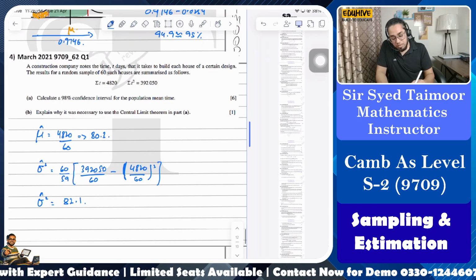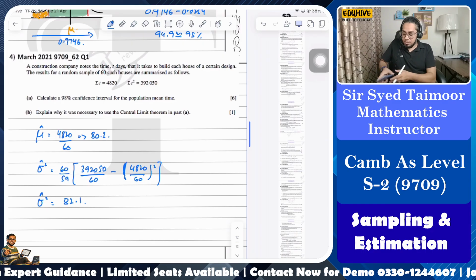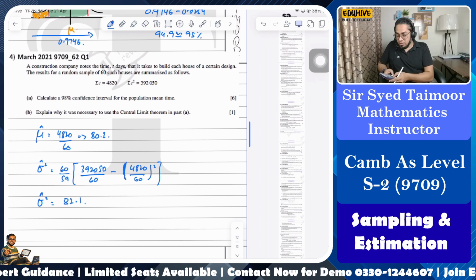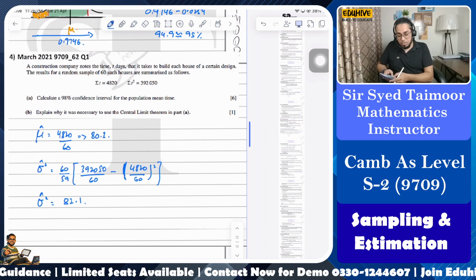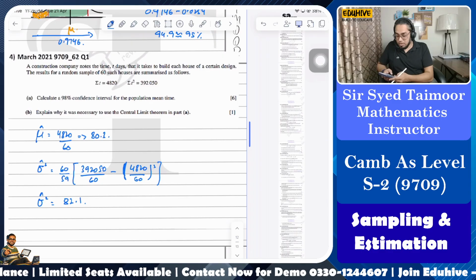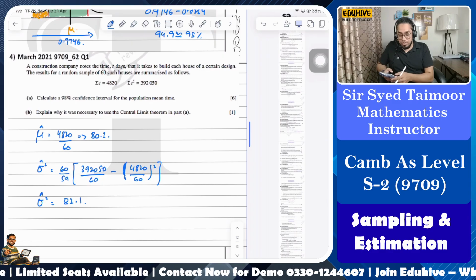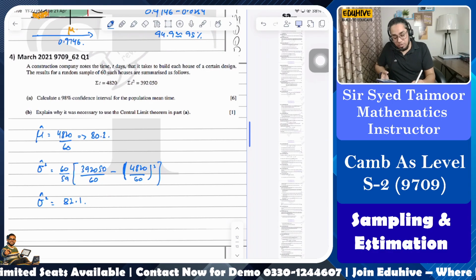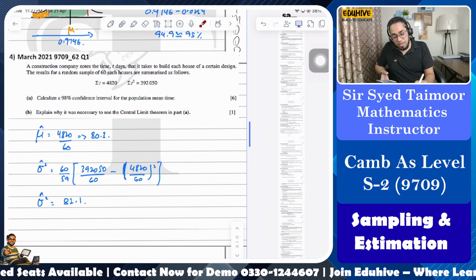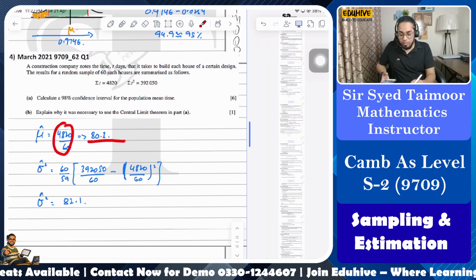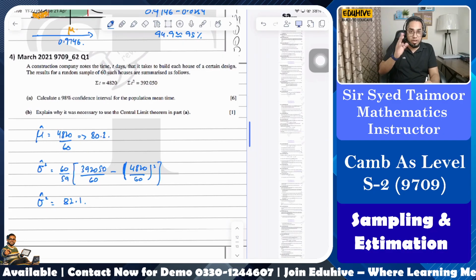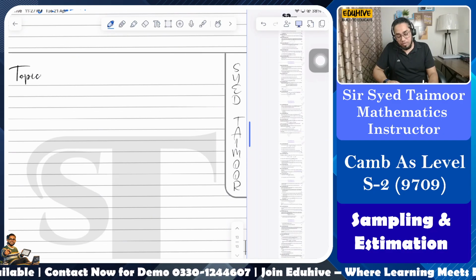What is estimated mean is 80.3, and just check it again now. 4820 divided by 60, 80.3333. Should I write it? I think I should write like this now, because it's a recurring number that I'm having. So maybe the final answer will be having some.